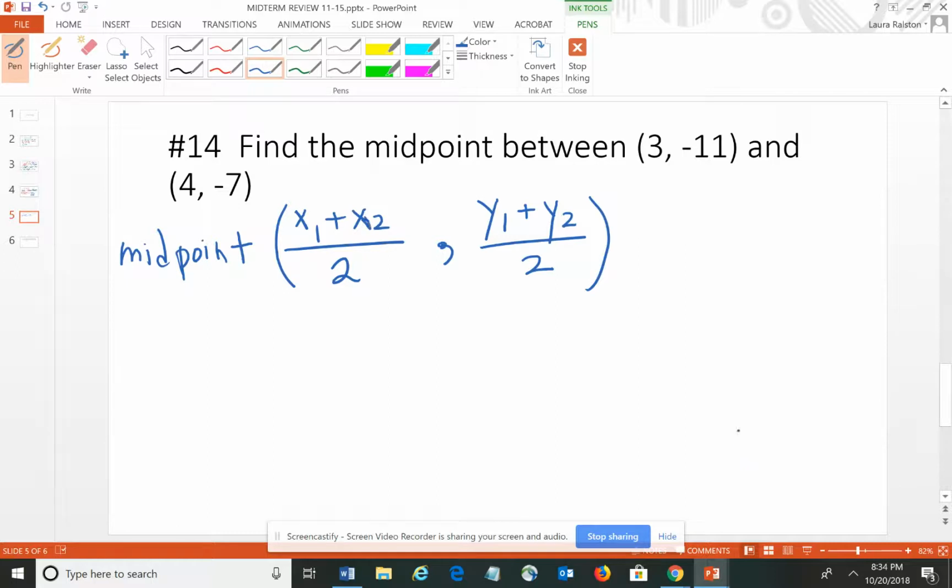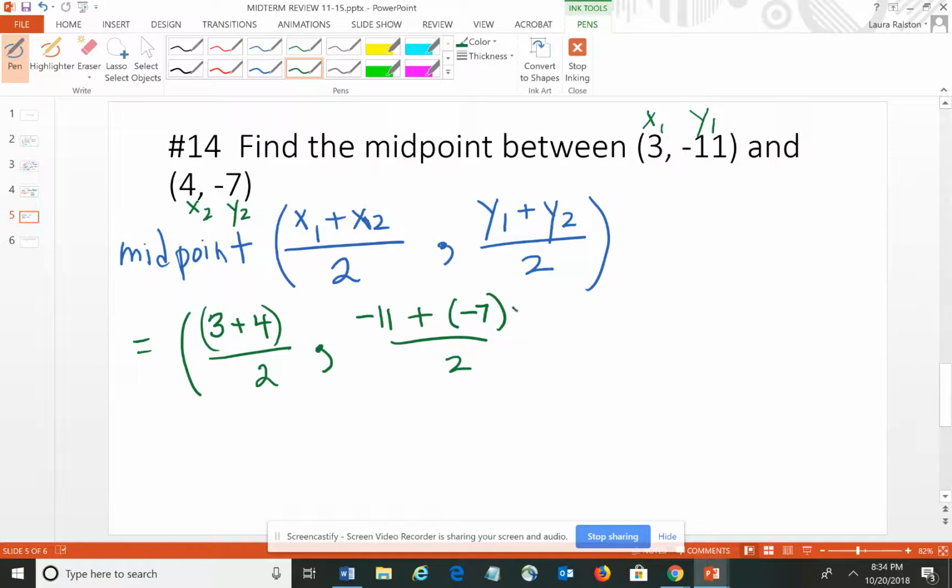Again, be careful here because you have to add the numbers together first. I like to label things so I don't get confused as I go to plug and chug. So the first point is x1, y1, and the second point is x2, y2. It really doesn't matter which one you make the first one and which one you make the second one. So then we're going to plug and chug. So I have 3 plus 4 over 2, and I have negative 11 plus negative 7 over 2.